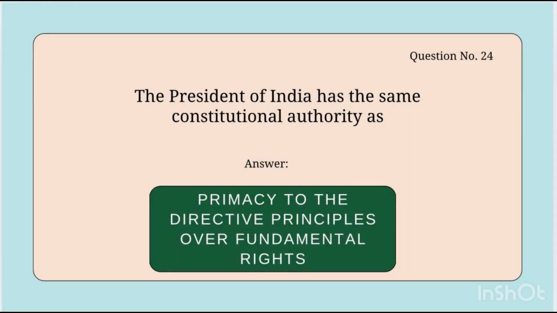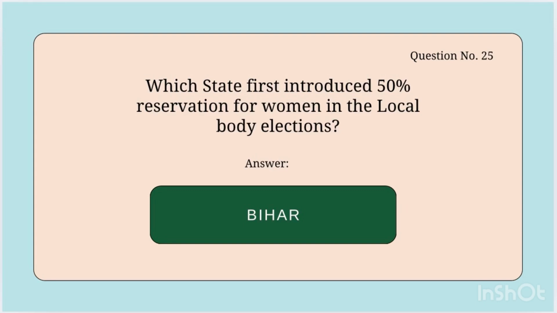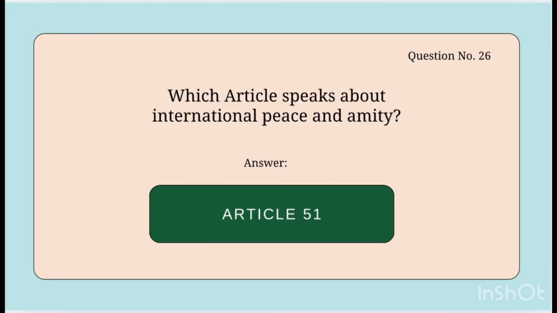The next question, the President of India has the same constitutional authority as? Actually, the correct answer is British monarch. So by mistake, the answer got wrong. Next question, which state first introduced 50% reservation for women in the local body elections? The correct answer is Bihar. Next question, which article speaks about international peace and amity? The answer is article number 51.